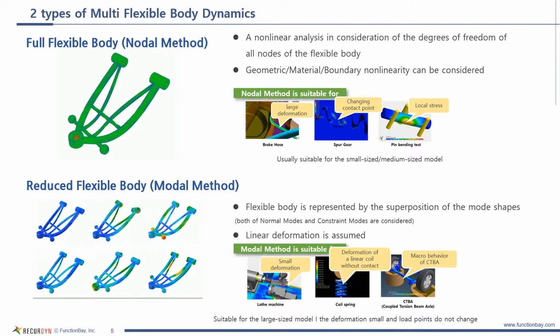The second is the modal method using a reduced flexible body. The modal method utilizes the mode shape calculated from the modal analysis of a flexible body. The modal method performs the simulation based on the assumption that deformation of the flexible body is linear by applying mode superposition. The modal method is suitable for the cases where the deformation is small or when the loading points do not change.